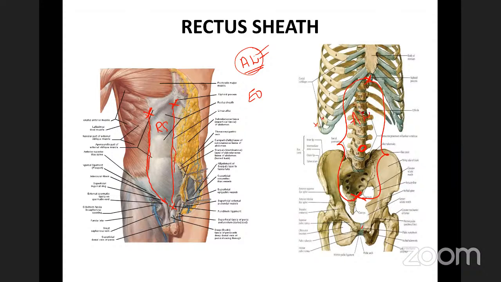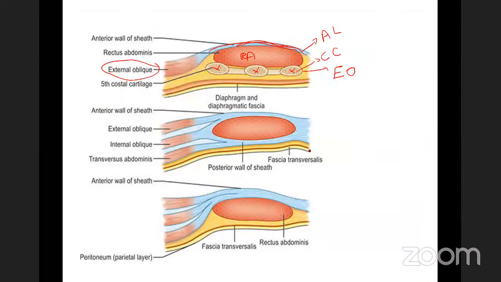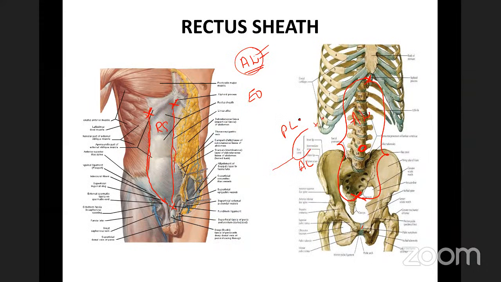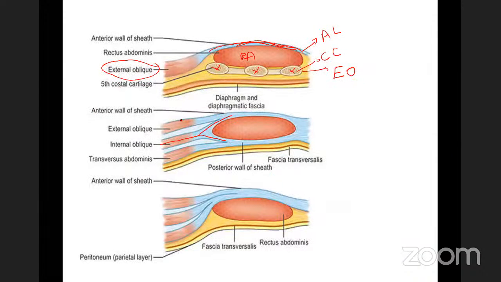Obviously, we know that in this region, what happened? The internal oblique muscle splits into two layers, anterior lamina and posterior lamina. So, here, this is the internal oblique muscle splitting into anterior lamina and posterior lamina. So, now you will tell me what is the anterior layer of rectus abdominis formed by? It is formed by the external oblique and by the anterior lamina of the internal oblique. Next layer we will discuss.